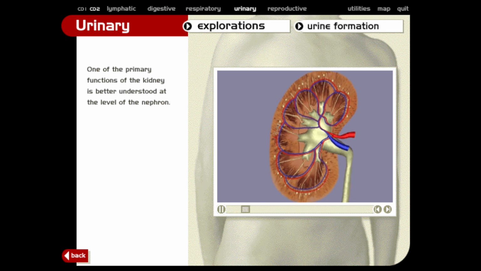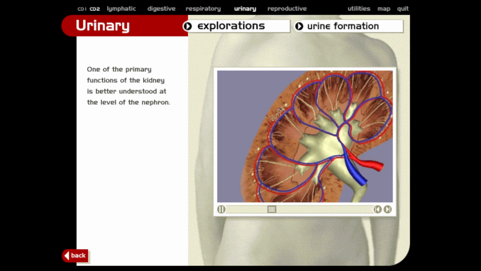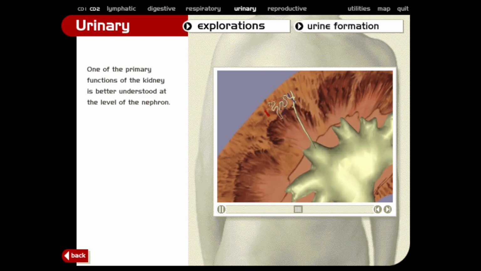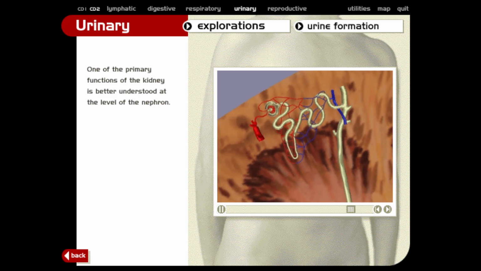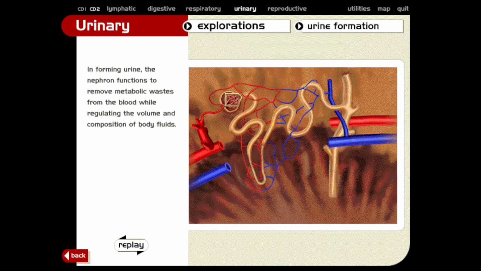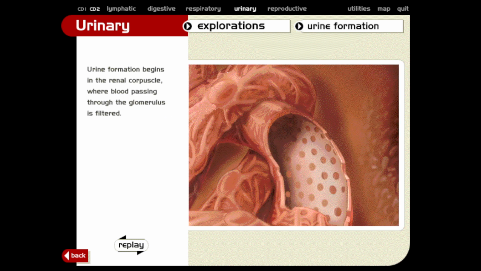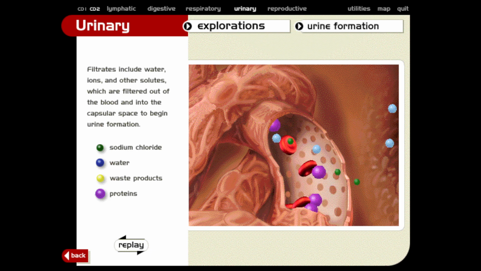One of the primary functions of the kidney is better understood at the level of the nephron. In forming urine, the nephron functions to remove metabolic wastes from blood while regulating the volume and composition of body fluids. Urine formation begins in the renal corpuscle, where blood passing through the glomerulus is filtered. Filtrates include water, ions, and other solutes, which are filtered out of the blood and into the capsular space to begin urine formation.